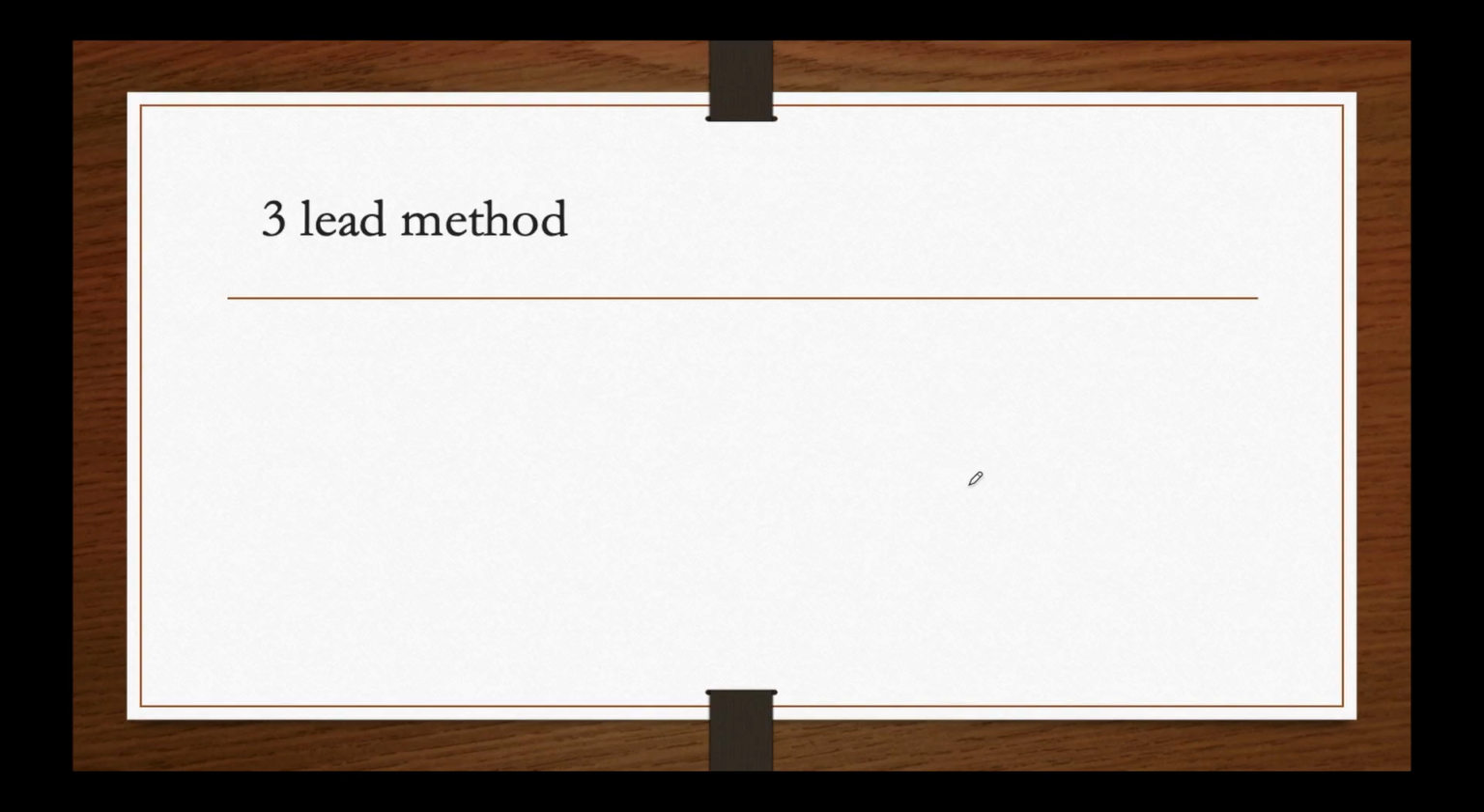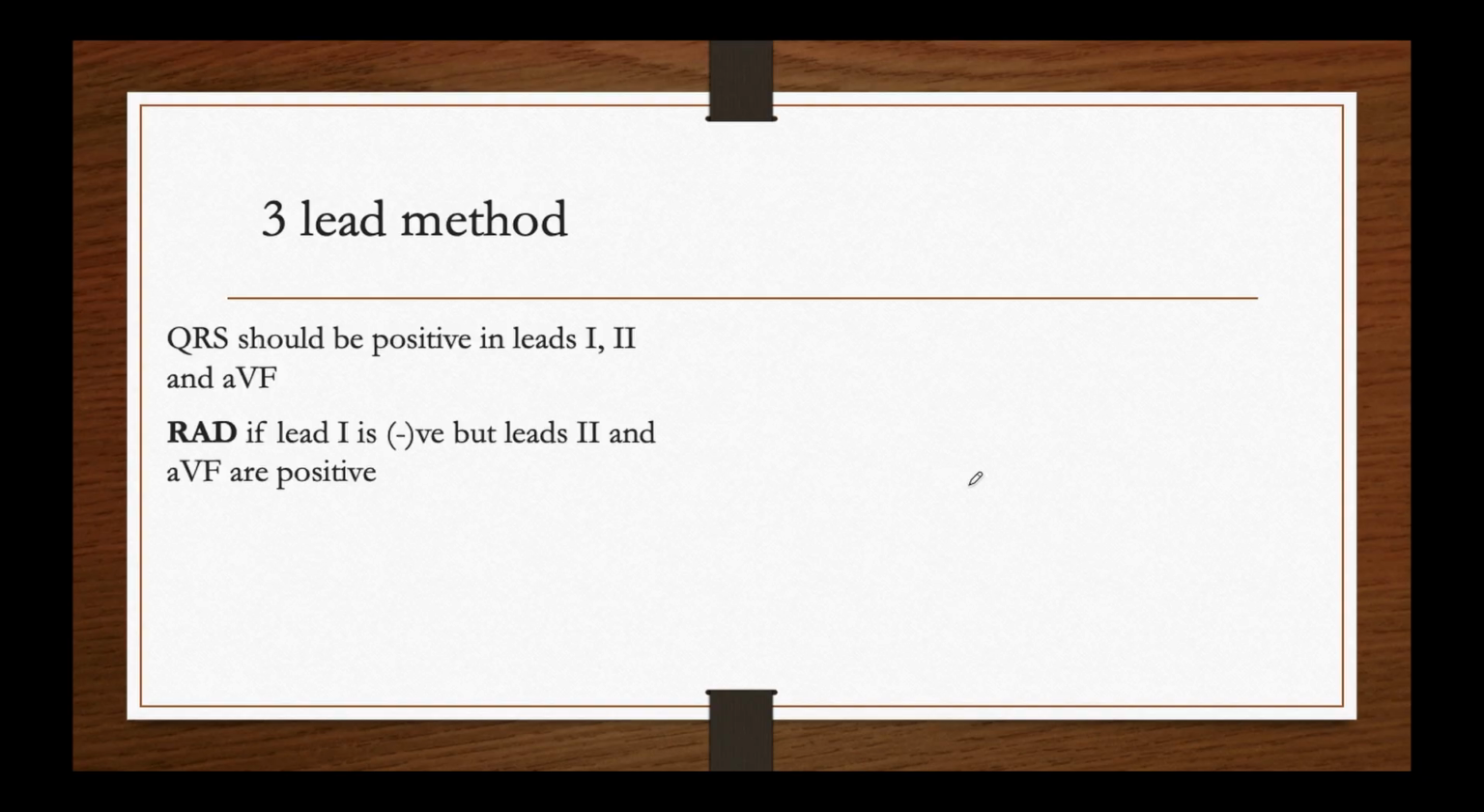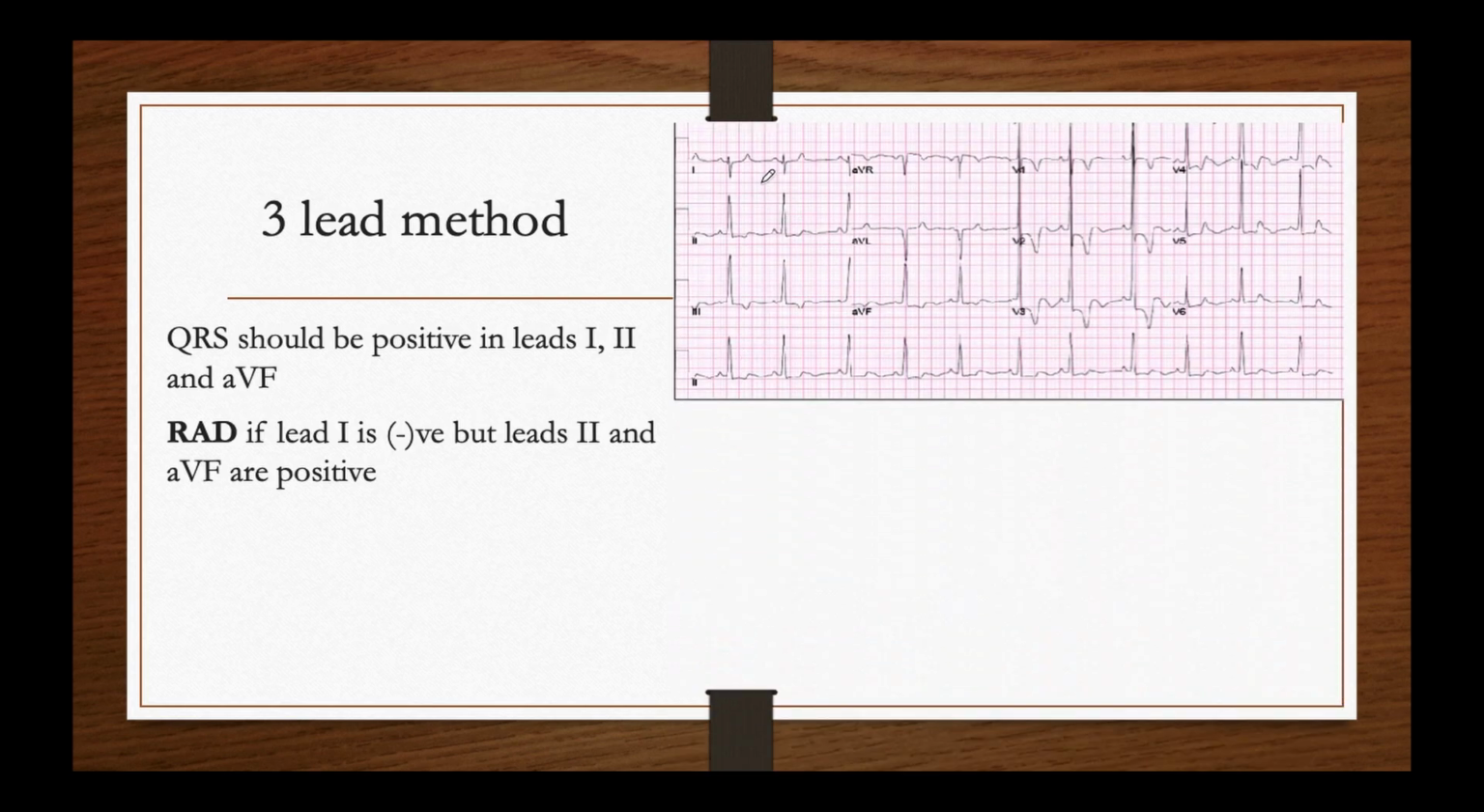Now, let's move on to the 3-lead method. In the 3-lead method, it's quite simple. What we usually look for is a positive QRS complex in standard lead 1, lead 2, and AVF. Anytime you have a negative QRS complex in standard lead 1, but a positive QRS complex in AVF, we are talking about a right axis deviation. And so in this diagram, what do you see? We find that in standard lead 1, we have a negative QRS complex. But if we look at standard lead 2, there is a positive QRS complex, and also in AVF, there is a positive QRS complex. So what does this tell us? This gives us a clear indication of a right axis deviation.